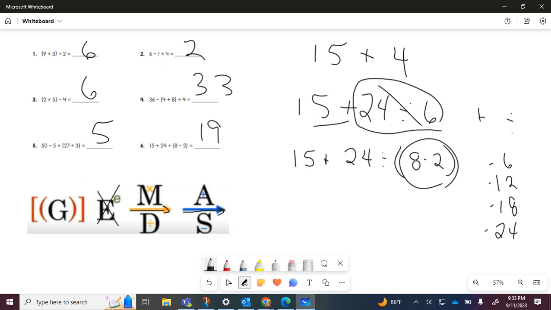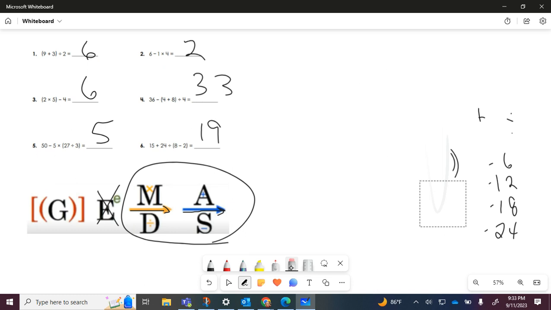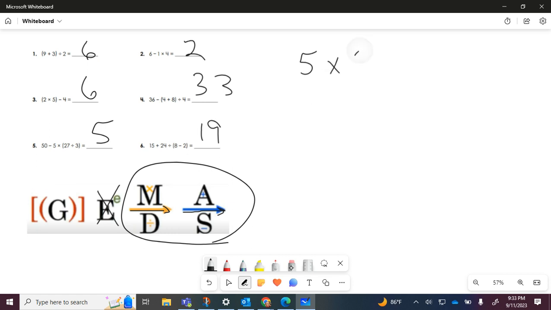All right, so again, please remember your steps with the GEMDAS. You've got your groups, then your exponents, multiplication and division, and addition and subtraction. These guys right here depend on whatever's on the left-hand side. So I don't think we've got an example of that, so let me make up one real fast. Let's say we had 5 times 2 divided by 2.